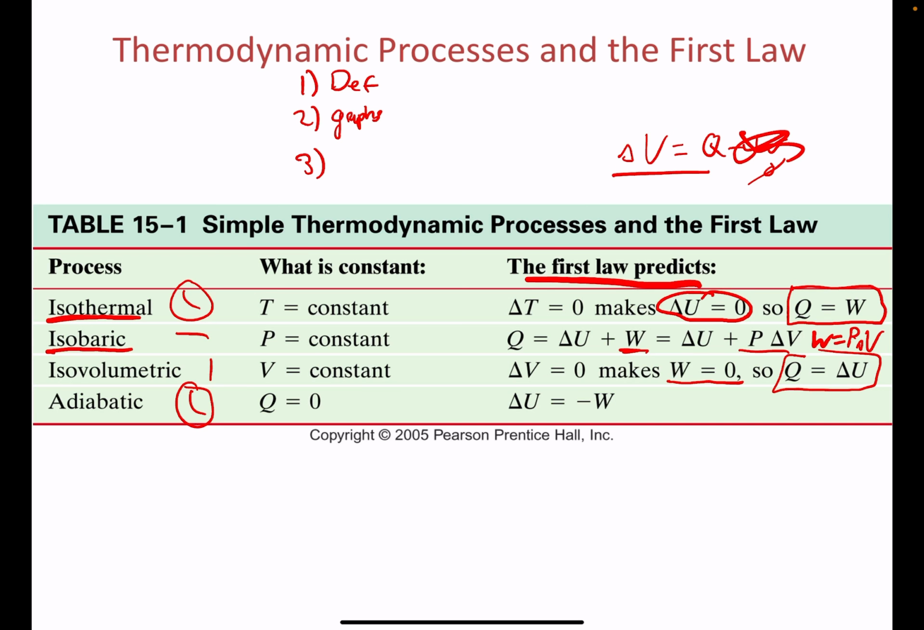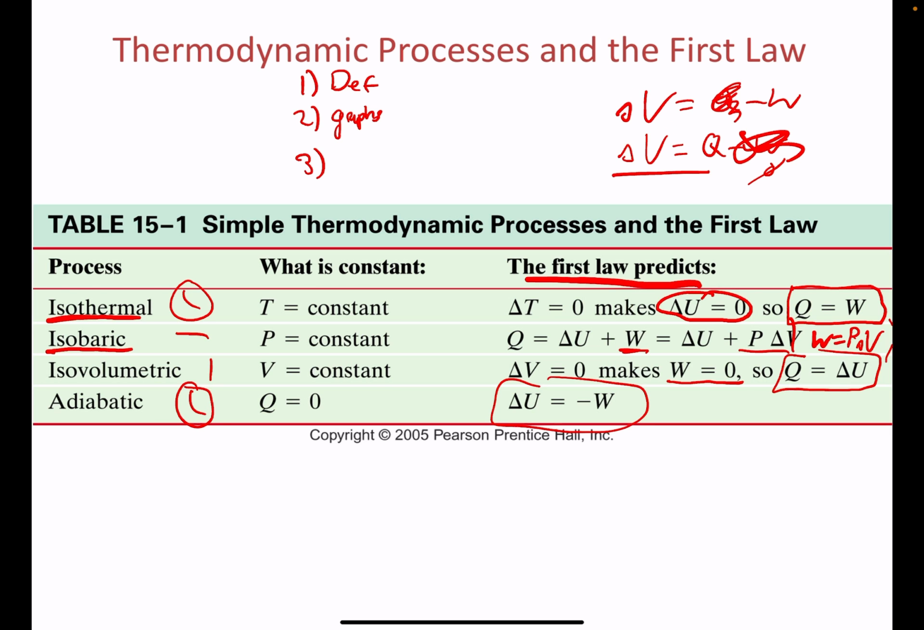And lastly, if Q is equal to 0, again, given that same equation, Q is equal to 0, scratch it off, delta V is just equal to negative W. Okay. So these are the things you need to know for each one. So if you need to make a little graphic organizer, this is a great one right here.